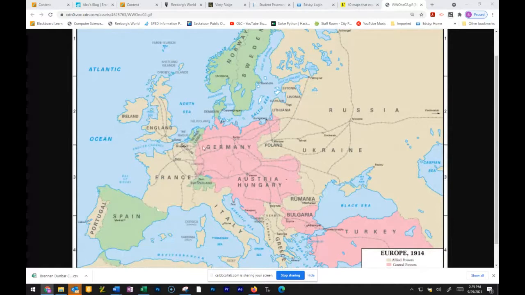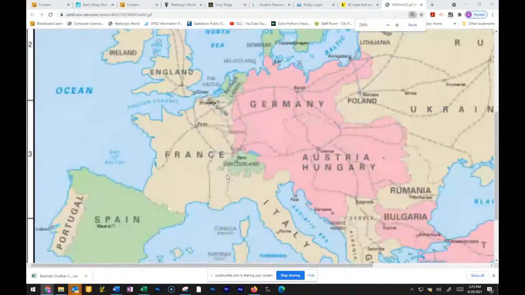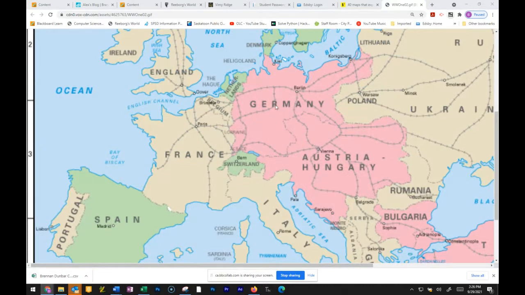So Germany tries to get into France going through Belgium, which was a neutral nation, instead of fighting along this big border between Germany and France. Germany figures that's going to be too well defended. That's the most natural place to attack. Let's go through a neutral nation and surprise them. The Schlieffen Plan: go through Belgium from the north, sweep down into Paris.